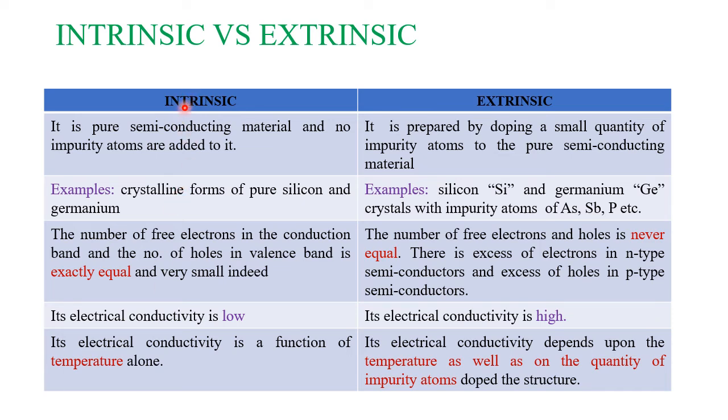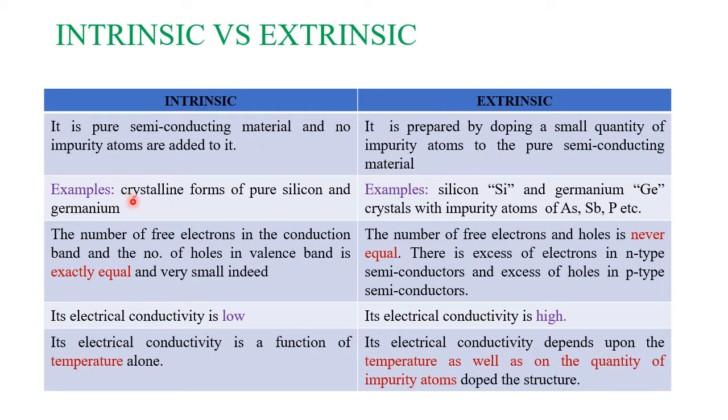Right. So now I think we can compare intrinsic and extrinsic semiconductors. Intrinsic semiconductor, we can say that it is a pure semiconductor material. No impurity atom is added to it. So if you use silicon atoms, then you can add more silicon atoms to make it intrinsic. And extrinsic semiconductor is formed by doping a small quantity of impurity atoms. That impurity atom can be either pentavalent or trivalent.